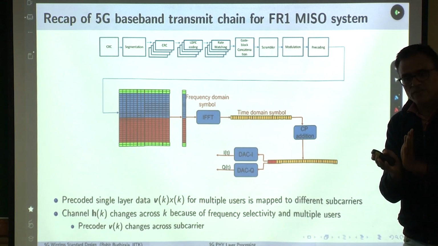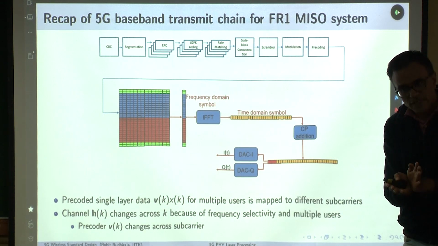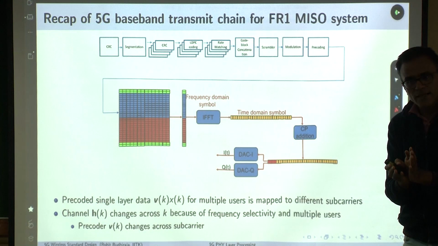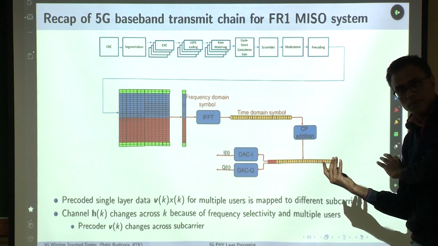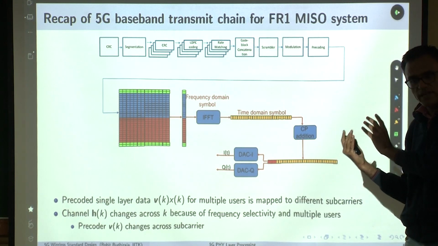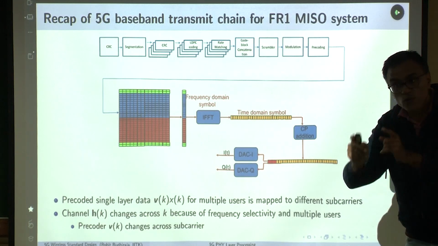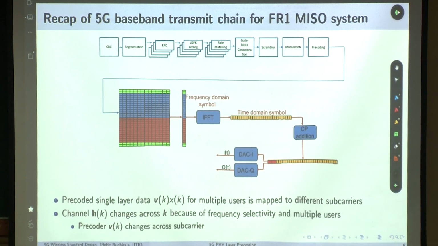Now, as I said, you cannot afford this for FR2 because you cannot have 64 antennas and 64 RF chains. So I'm going to another extreme. I'll show you one example, wherein there are 64 antennas and only one RF chain. One RF chain is connected to 64 antennas using some devices in between which are called phase shifters. We are going to consider that architecture.